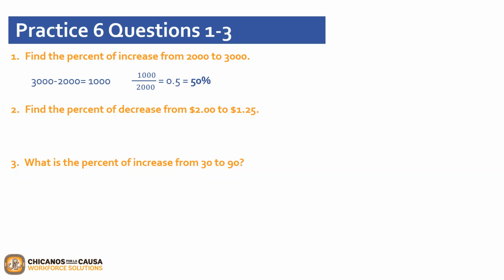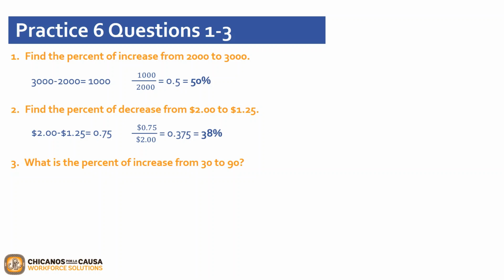Question 2 says, find the percent of decrease from $2 to $1.25. To solve question 2, we will repeat the same process as question 1. We first need to subtract $1.25 from $2 to find the amount of change. The amount of change is 75 cents. Next, we will need to divide the amount of change, 75 cents, by $2. After dividing, we'll get the answer of 0.375, which we would then need to convert to percent to give us our answer. Therefore, our answer for this question is 38% due to how we rounded to the nearest percent.